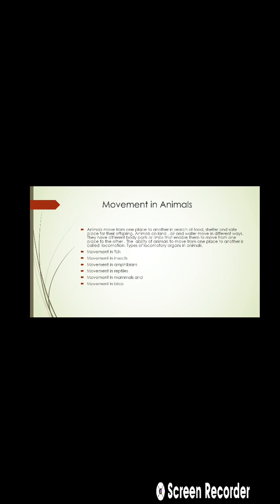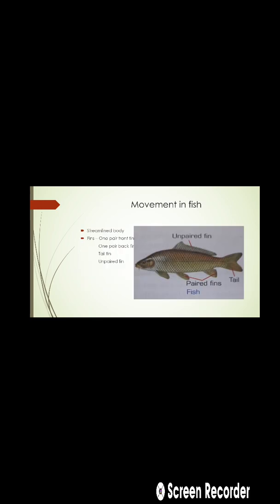Now, types of locomotory organs in animals on the basis of where the animals live. According to their habitat, they develop different types of locomotory organs. So first of all, movement in fish. We will learn about movement in fish, movement in insects, movement in amphibians, movement in reptiles, movement in mammals and movement in birds. First we will learn movement in fish.